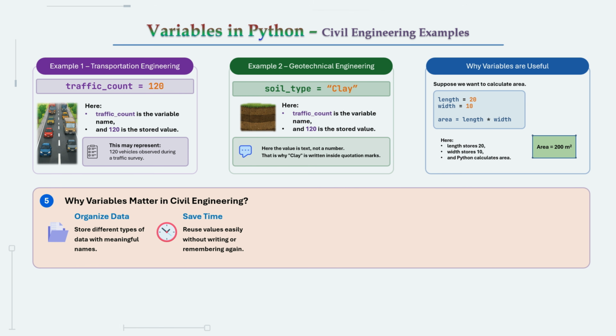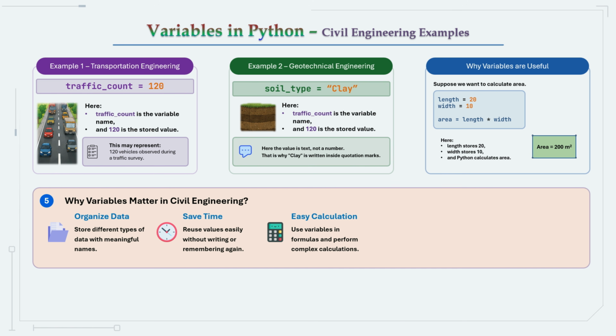Next one is easy calculation. One of the biggest advantages of variables is easy calculation. In engineering, we use many formulas. Python can use variables directly inside formulas. For example, area equal to length asterisk width. Python automatically performs the calculations using stored values. In civil engineering, this is useful for area, volume, stress calculation, quantity estimation, traffic analysis, and many more other applications.